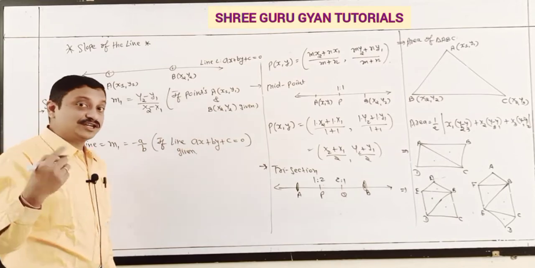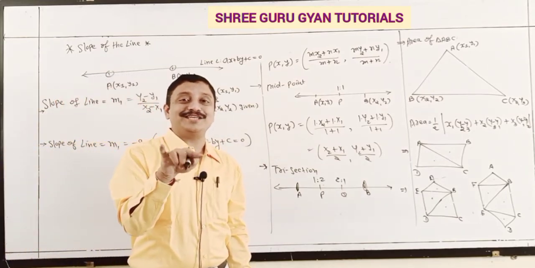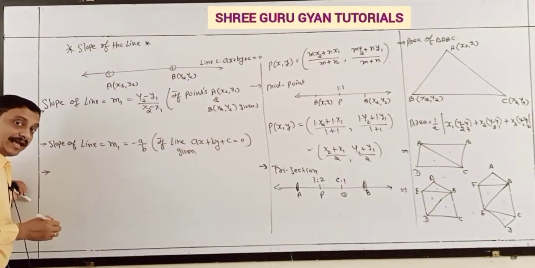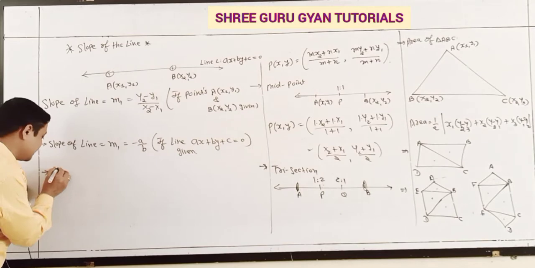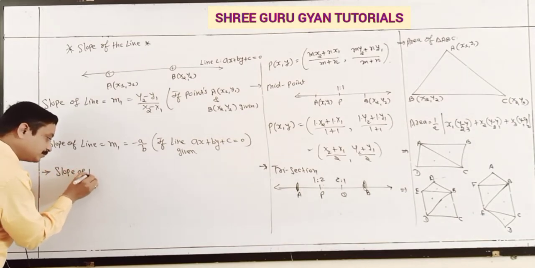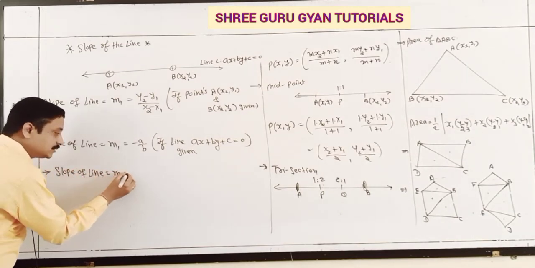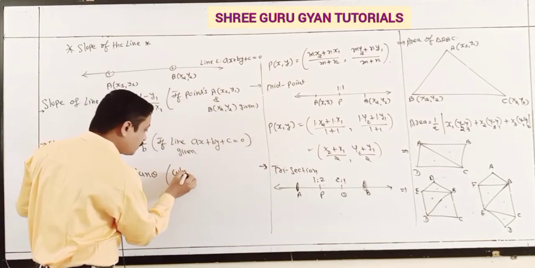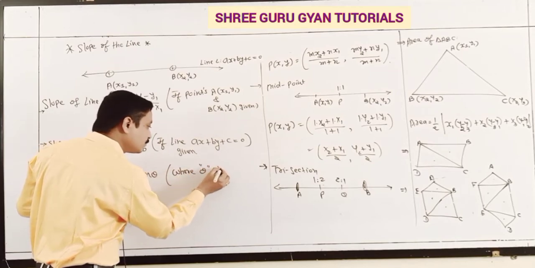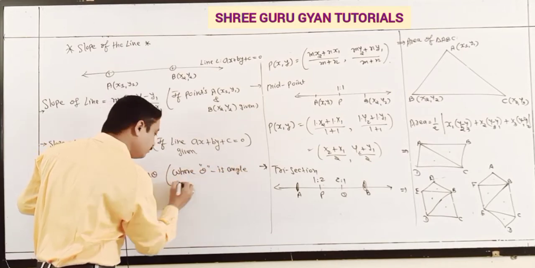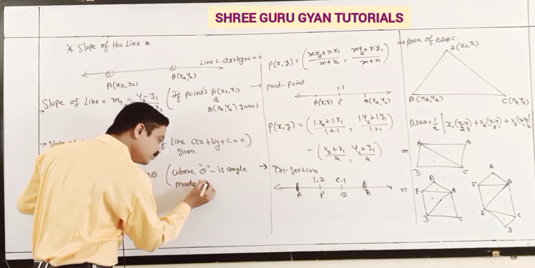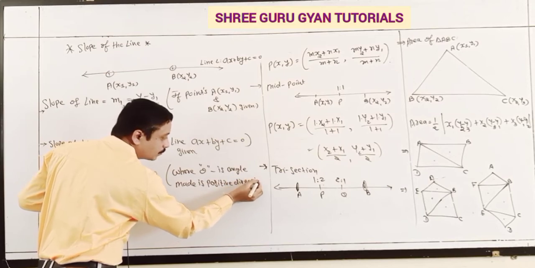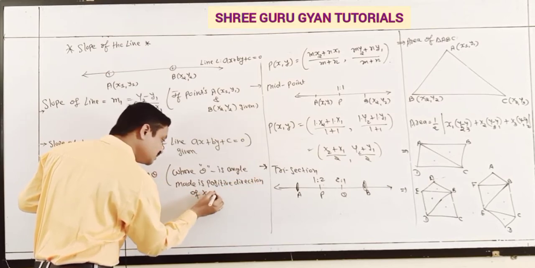Okay, if the general equation is given as ax plus by plus c equals 0, the slope of the line is minus a by b. Third, if you are given the angle made with the positive direction of the x-axis, then students, you can take the slope of the line as tan theta, where theta is the angle made with the positive direction of the x-axis.